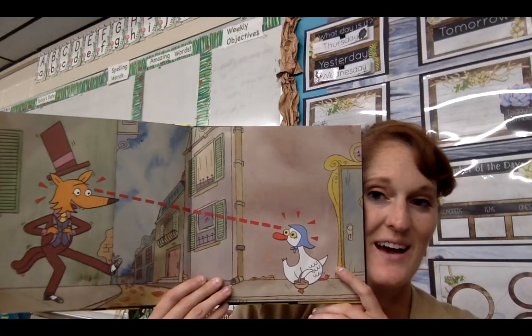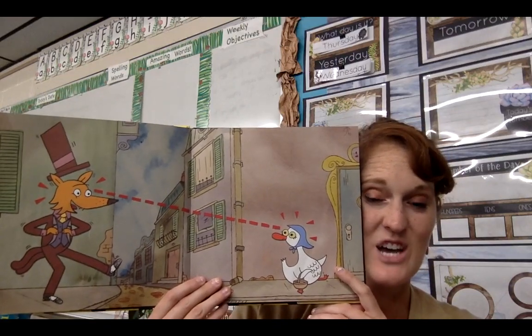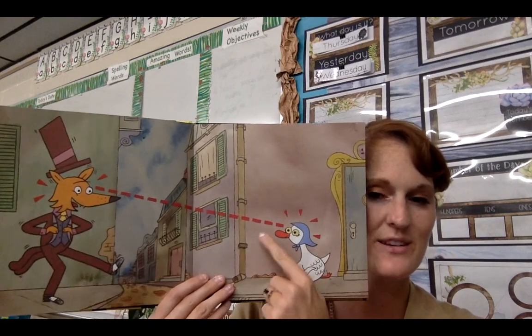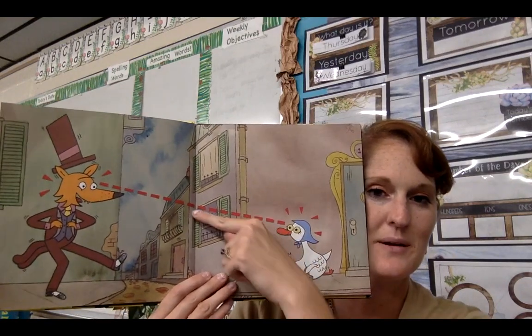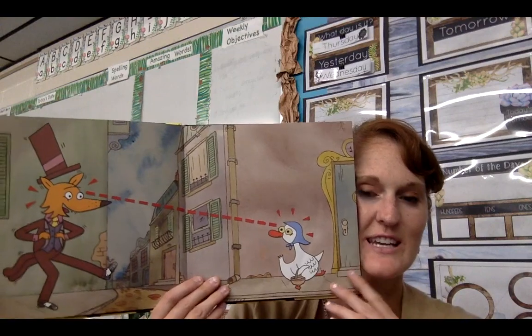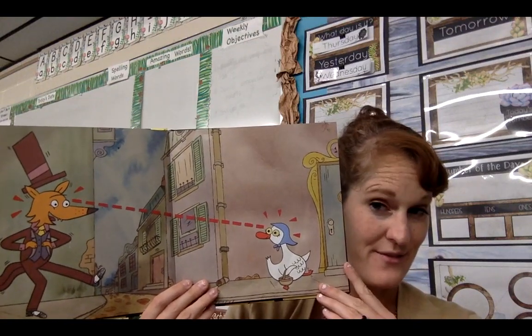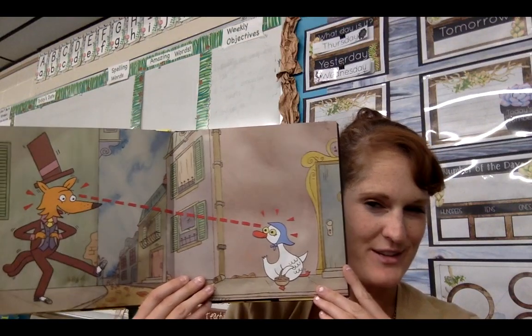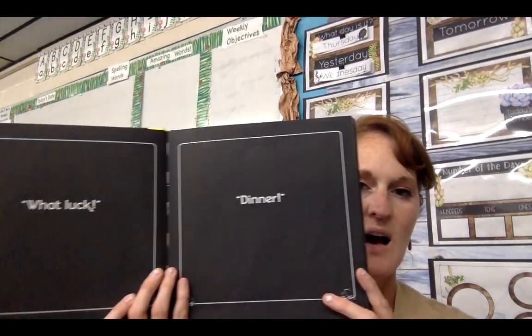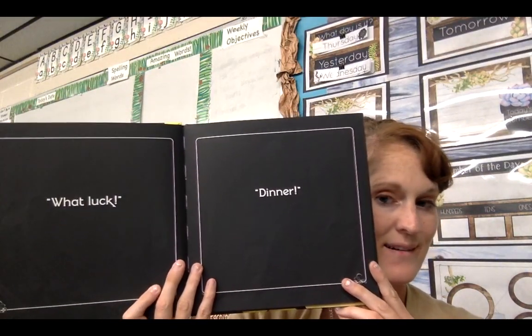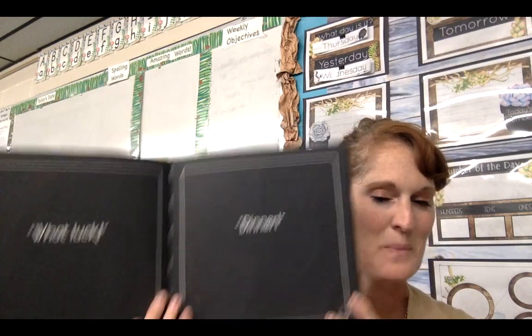We see a duck and a fox meeting, and see the red dotted line? That means that they are looking at each other. What do you think that fox is thinking about that duck? What luck, dinner. Who do you think is thinking that?